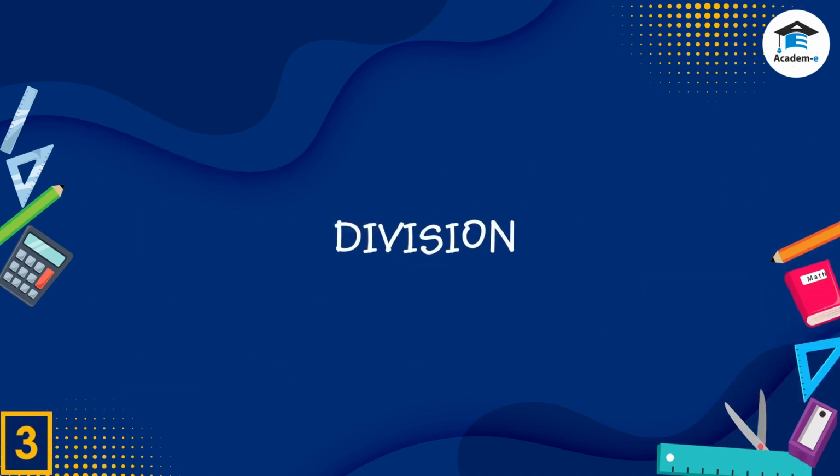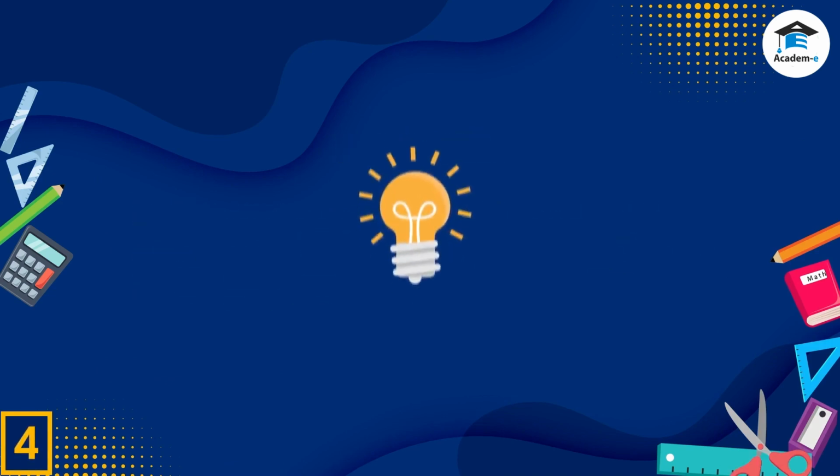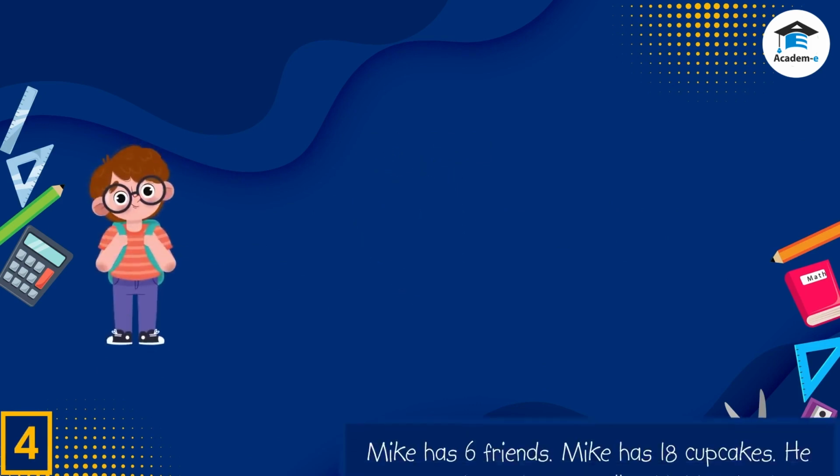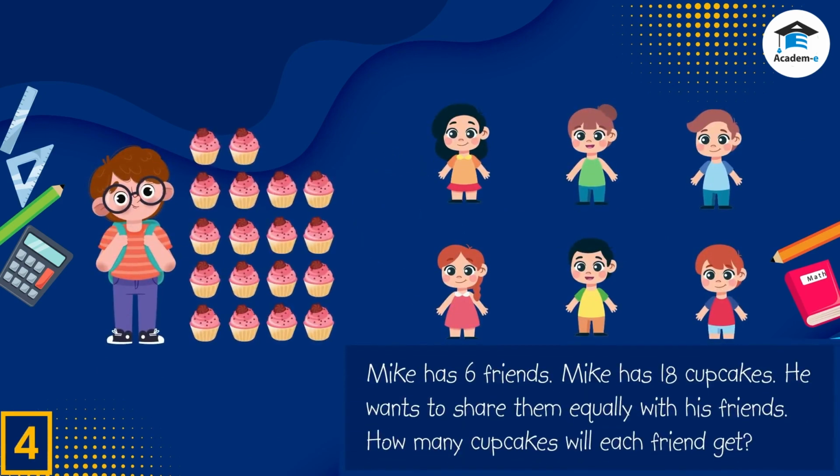What is division? Division is the process of taking a whole item or a set of items and splitting or dividing them into equal groups. Let's have an example. Mike has 6 friends. Mike has 18 cupcakes. He wants to share them equally with his friends. How many cupcakes will each friend get?